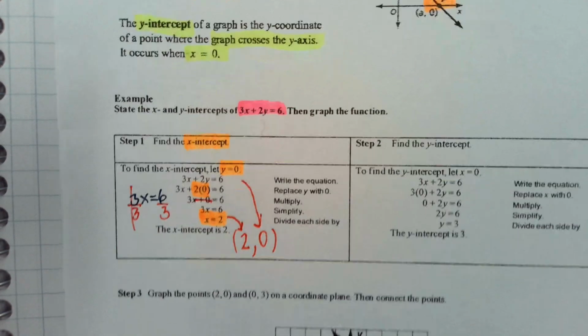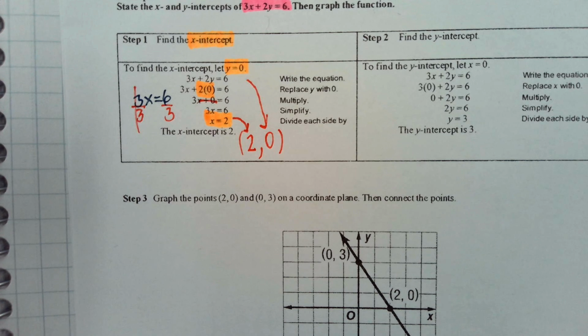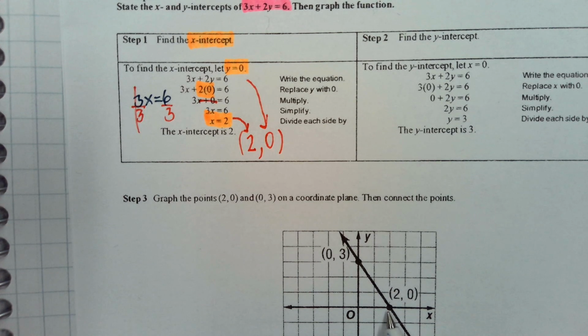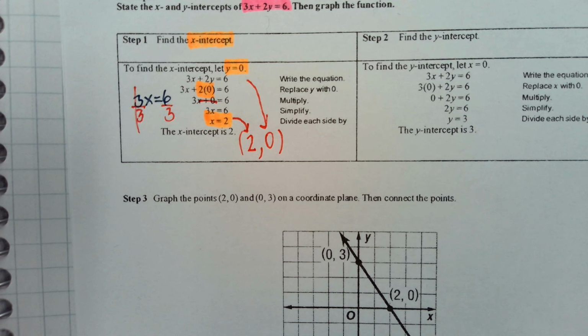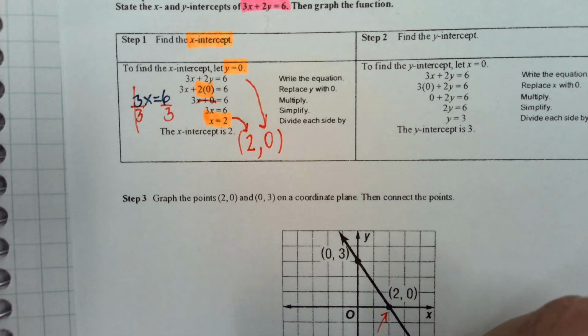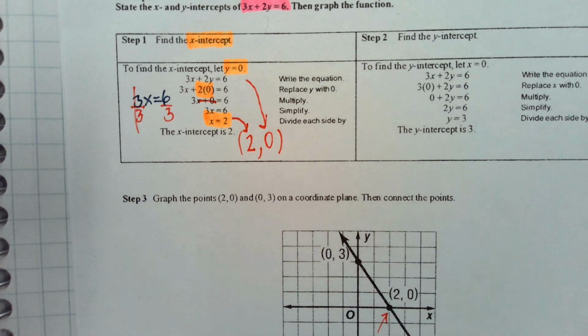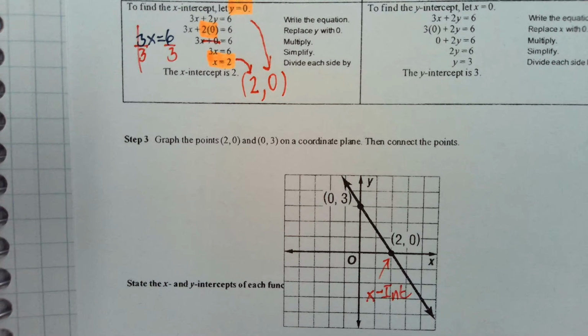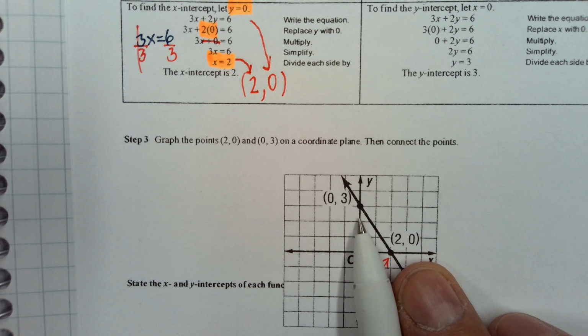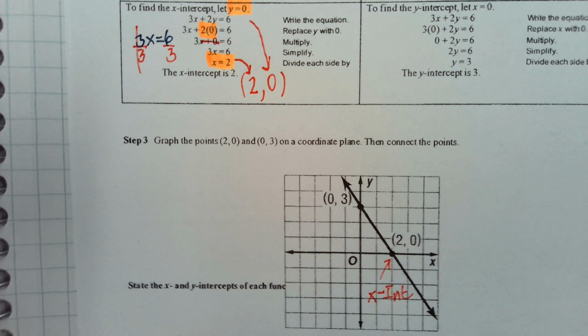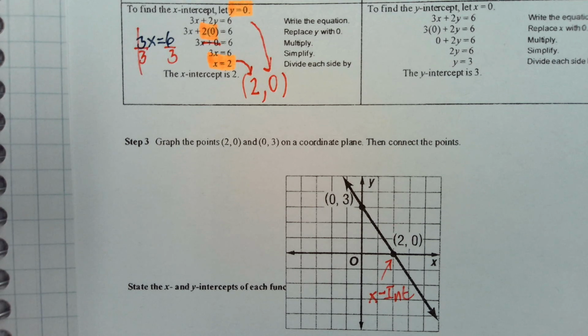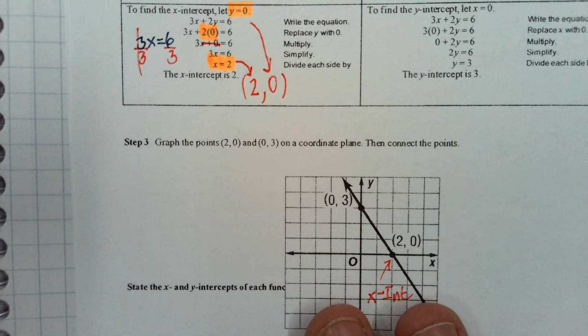And if we look at the graph, 2, 0 is where they put that point. And so that's the x-intercept. That's the x-intercept right there. Okay? And there's going to be the y-intercept. Let's figure out how they got that. Okay? All right. You guys ready? Let's go over how they figured that out.